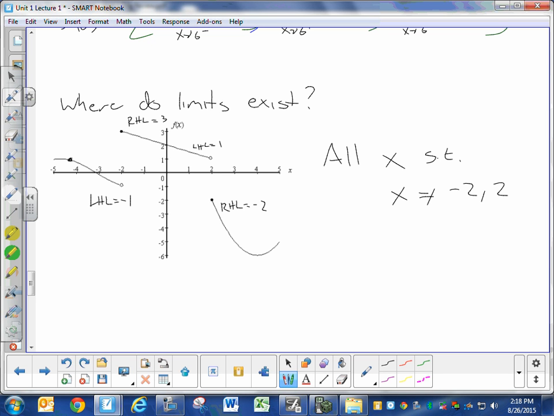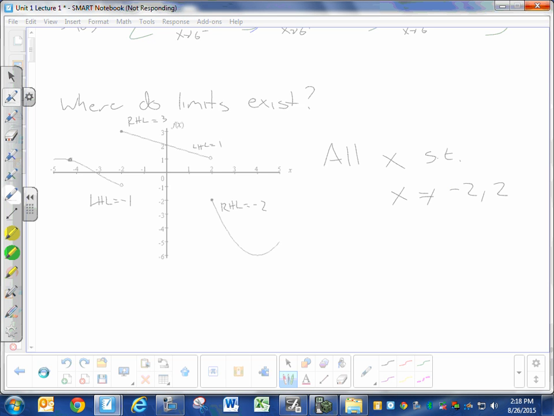Okay? Now, let's look at not just the graphs of random functions. Let's look at functions defined by expressions involving x. Hopefully we'll be able to do that.